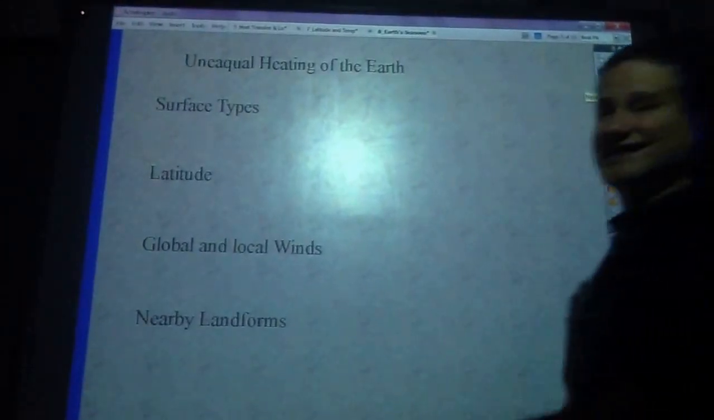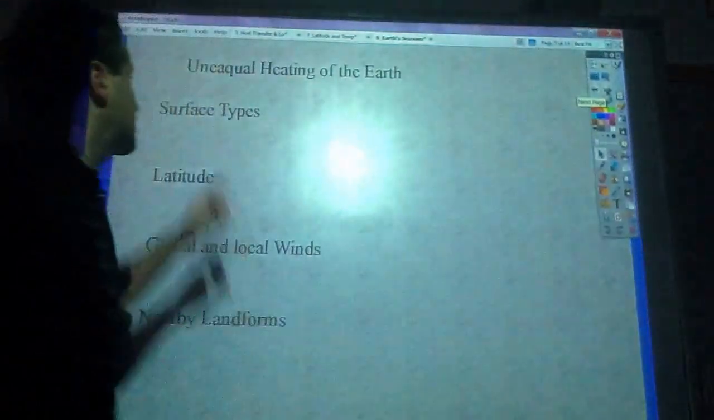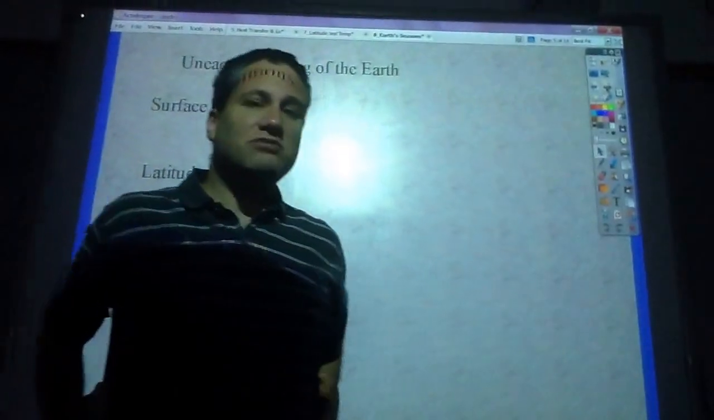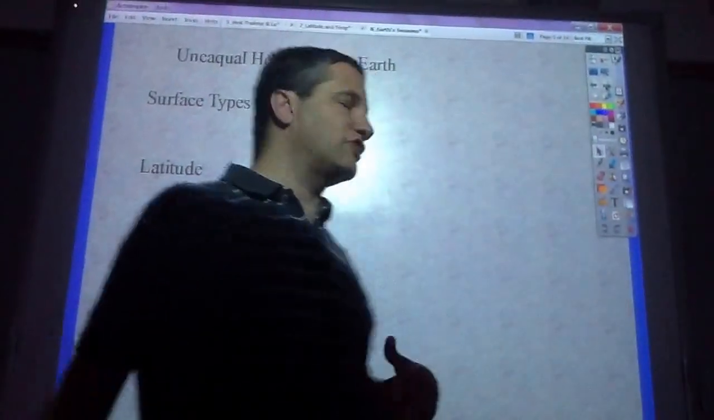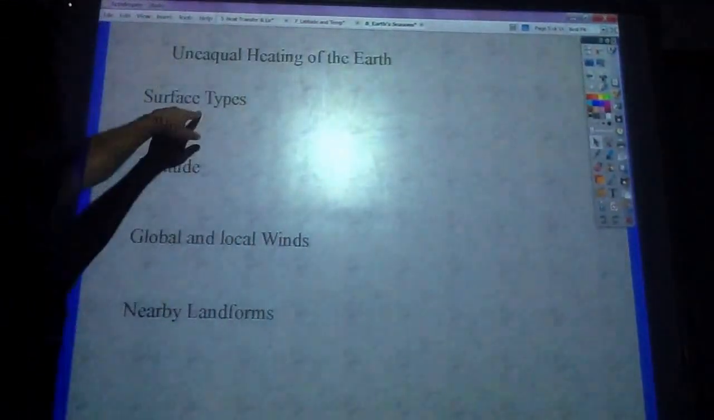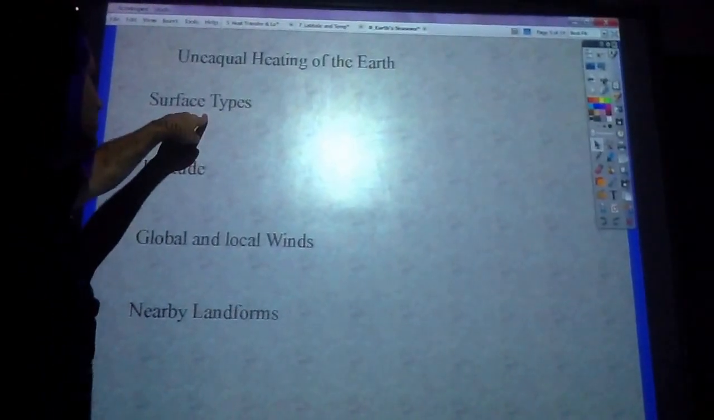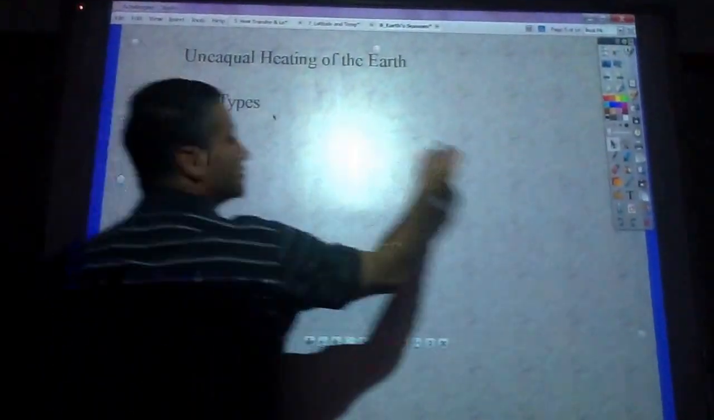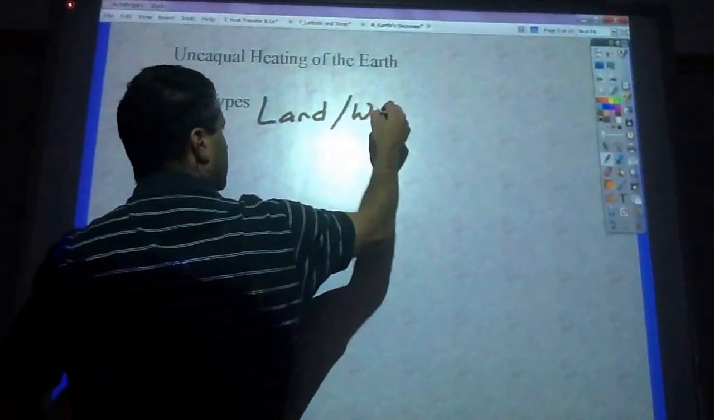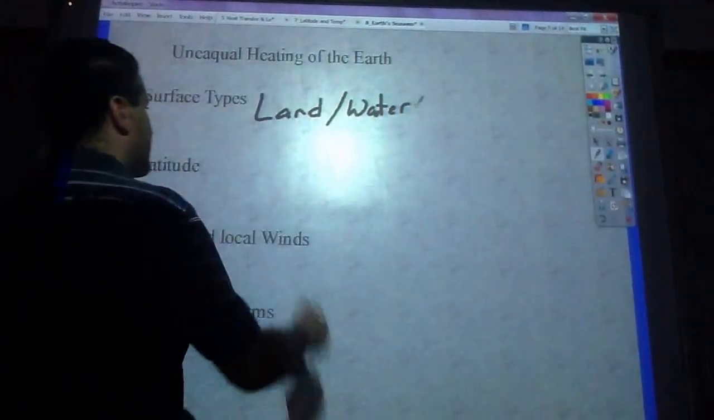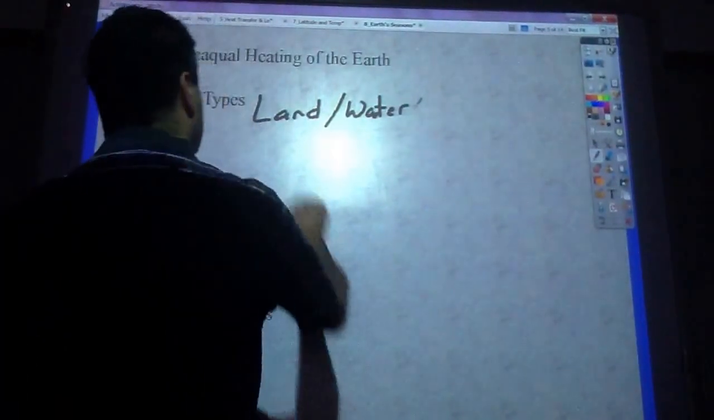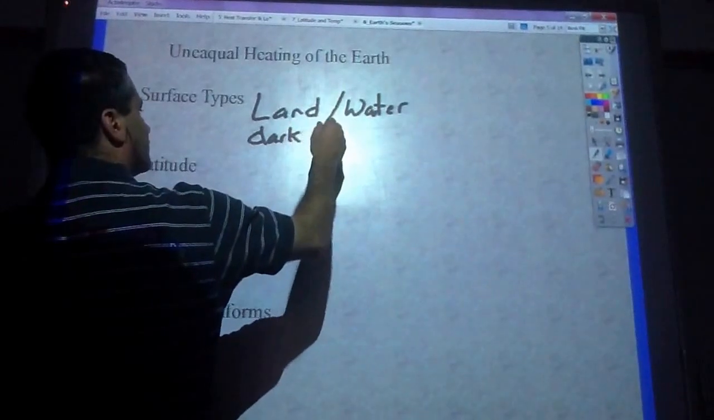So when we talk about seasons and weather, it's all caused by the unequal heating of the Earth. And it's really not as simple as just what latitude you are. There are all kinds of reasons why some areas get heated unequally. Surface types: we talk about land versus water. Land versus water gets heated differently. And then land covered in trees versus land that's just dirt. Dark versus light land.